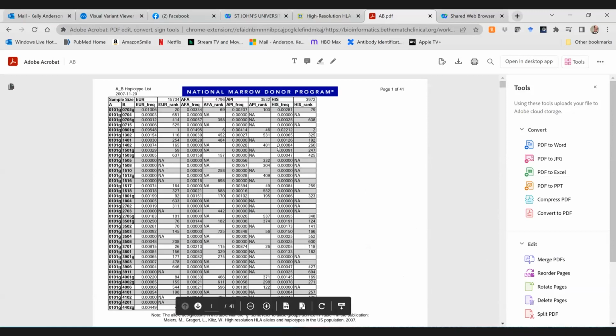Can you see this chart? Yes. We can see that.